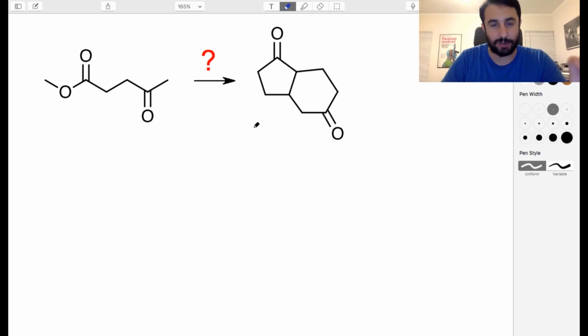What are the reagents we're going to use? What's the sequence of reactions? We want to know how we're going to pull this off. So take a couple of minutes and see if you can figure it out.